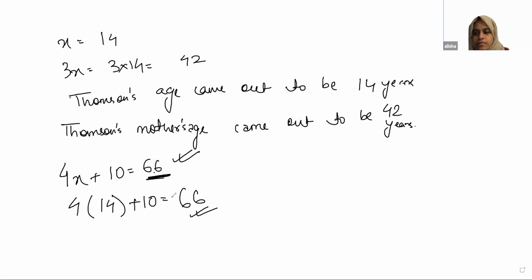Do you have any doubt? Try to solve exercise number 2.1, of which I think three questions were left, and try to solve exercise number 2.2.